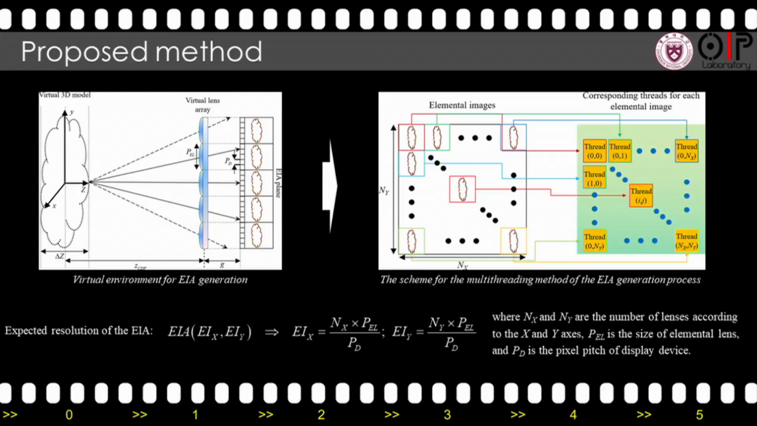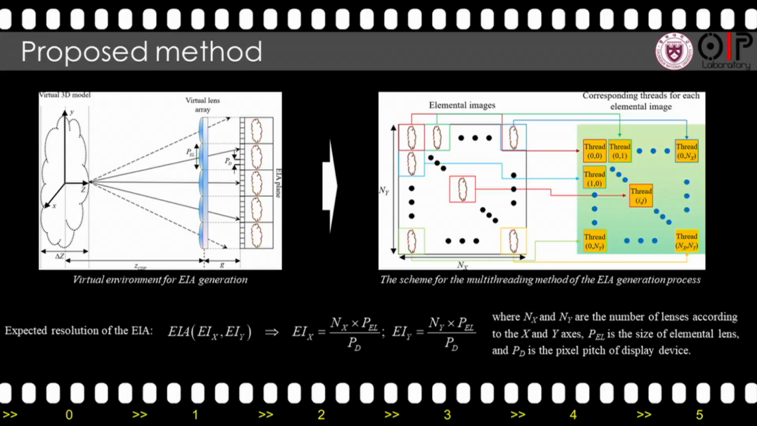But in mobile-based image processing, the GPU parallel processing scheme cannot be utilized. So that's why we looked for an EIA generation method that works within a short time. We chose the multi-threading method in the elemental image generation process.